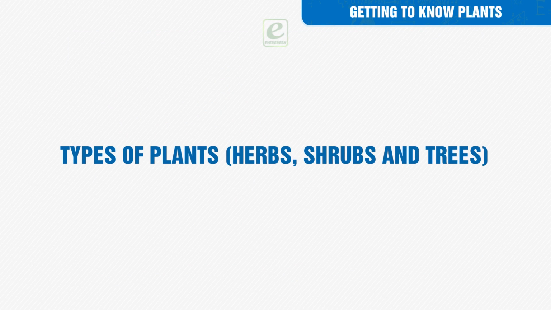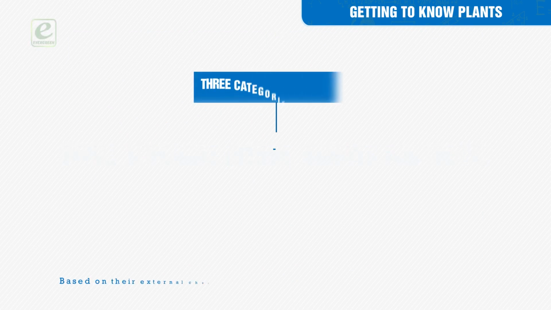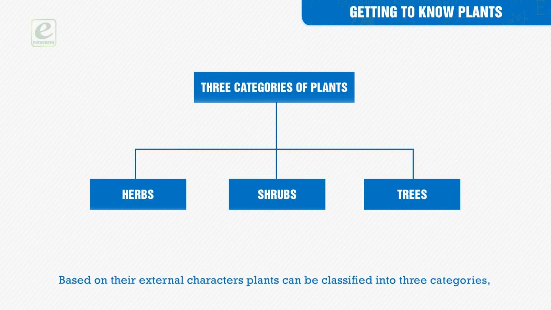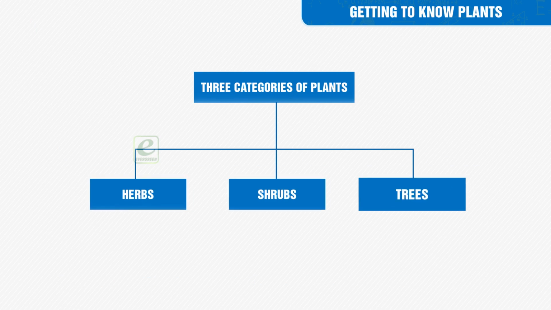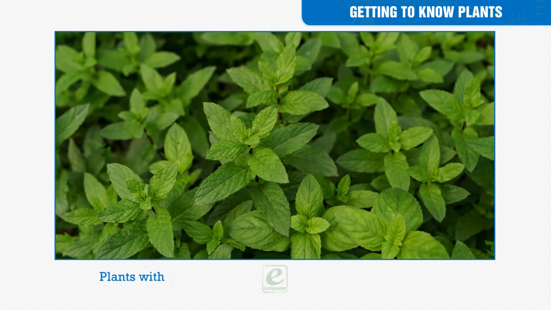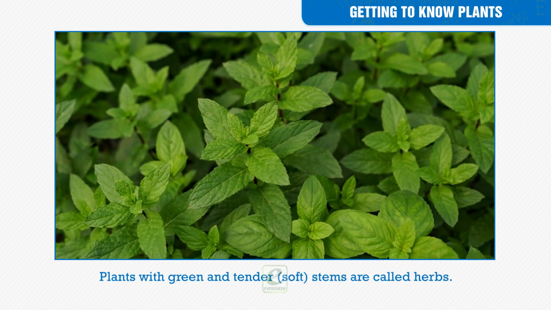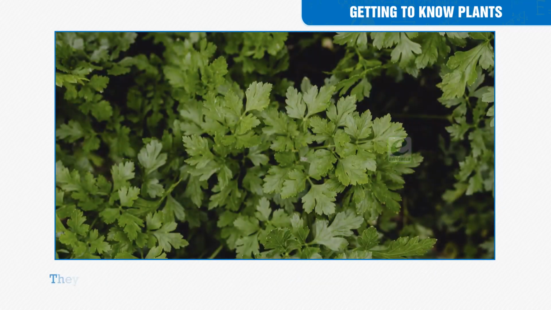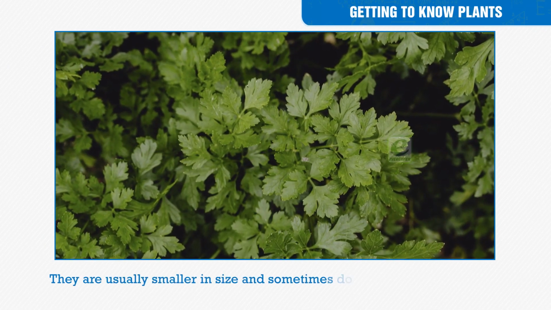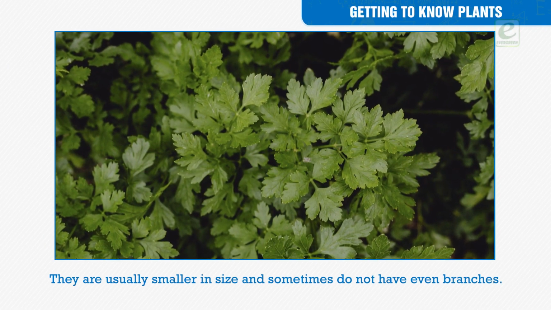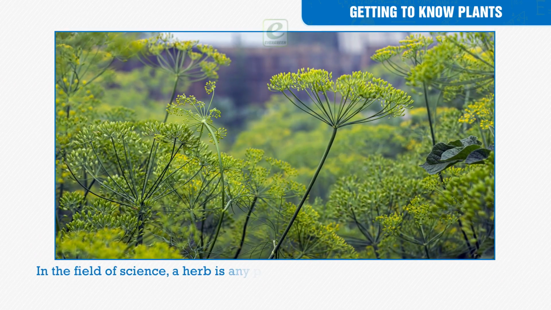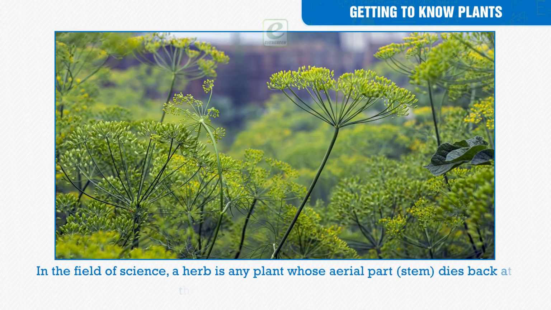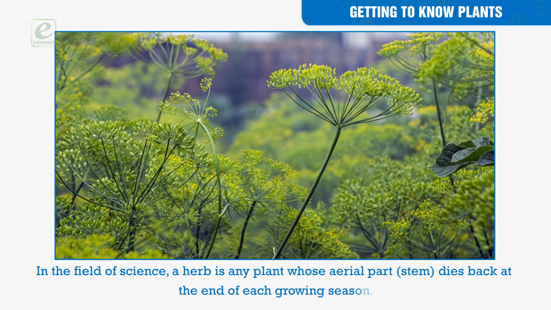Types of plants: herbs, shrubs, and trees. Based on their external characters, plants can be classified into three categories: herbs, shrubs, and trees. Plants with green and tender, soft stems are called herbs. They are usually smaller in size and sometimes do not even have branches. In the field of science, a herb is any plant whose aerial part or stem dies back at the end of each growing season.